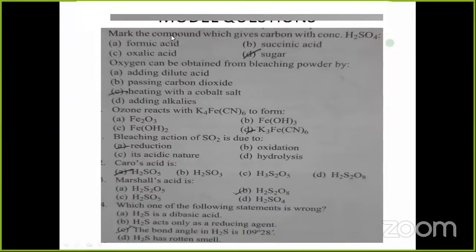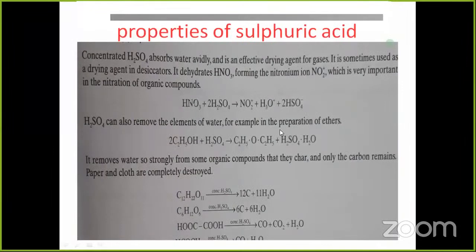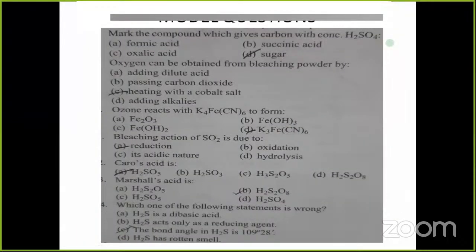Sixth A group. Mark the compounds which give carbon with concentrated H2SO4. ఇందాకనే చూసాం, సల్ఫ్యూరిక్ యాసిడ్ తో ఏ కాంపౌండ్ రియాక్ట్ అయితే కార్బన్ ఫామ్ చేస్తుంది, C ఫామ్ చేస్తుంది అంటే: ఫార్మిక్ యాసిడ్, సక్సినిక్ యాసిడ్, ఆక్సాలిక్ యాసిడ్ అండ్ షుగర్. ఇందాక చూసిన ఆన్సర్ చూడండి, దిస్ ఈజ్ షుగర్. ఎస్, C. యూ టేక్ ఆక్సాలిక్ యాసిడ్ (COOH)2, యూ టేక్ ఫార్మిక్ యాసిడ్ HCOOH, బట్ ఈ రెండు కాంపౌండ్స్ లోనే C ఫామ్ అవుతుంది. సో దేర్ ఫోర్ ద రైట్ ఆన్సర్ ఈజ్ షుగర్. D ఈజ్ ద రైట్ ఆన్సర్, రైట్?